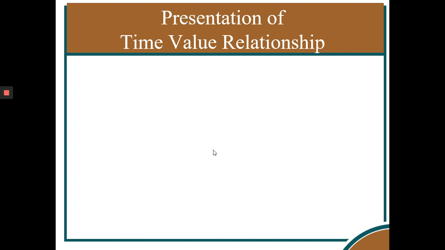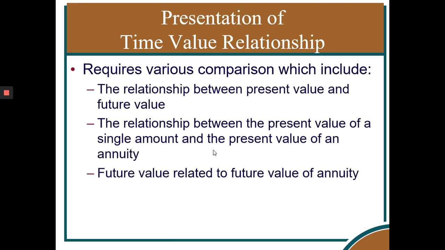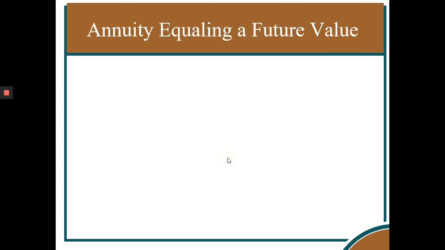So let's look at the relationship between present value and future value, the relationship with the present value single amount, and also annuity, and how the future value is related to the future value annuity.